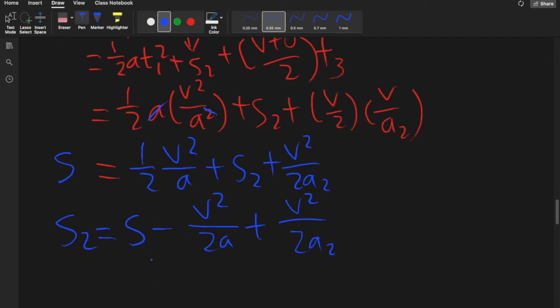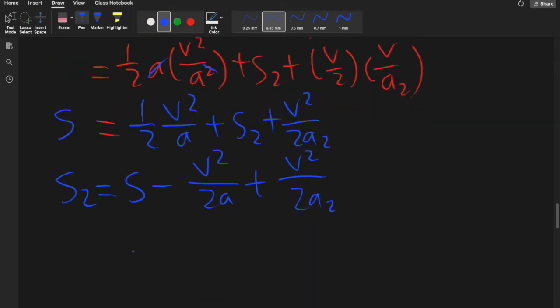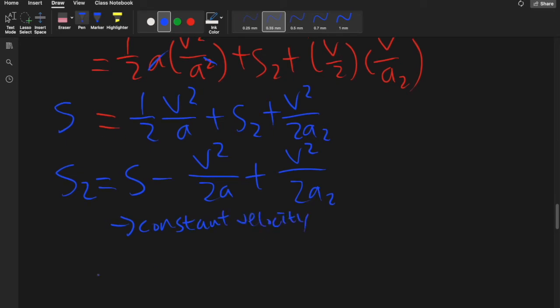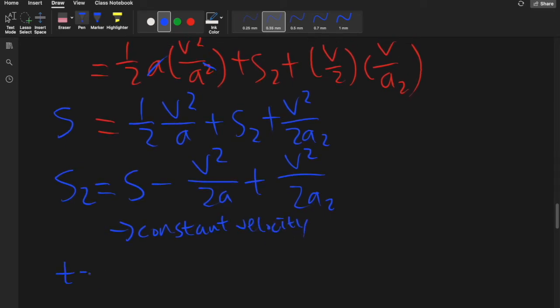So this is s2, right? So we know s2 has a constant velocity. So time can be calculated by using s2 over v, which is equal to s minus v squared over 2a1, and so on, all over v.